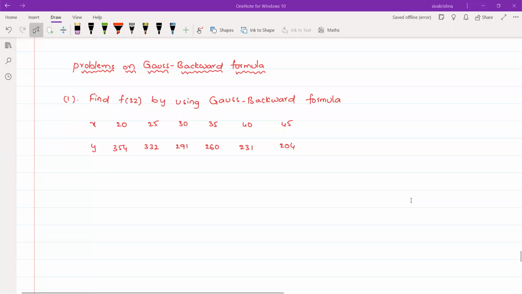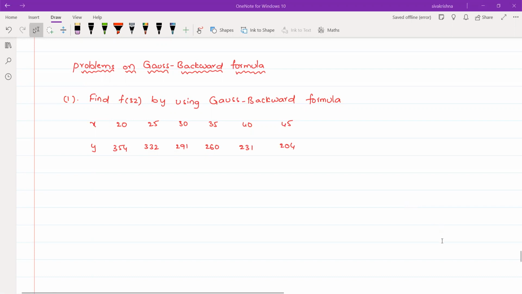Hello students, today I am going to discuss problems on Gauss backward formula. So coming to the first problem, we have to evaluate f of 32 by using Gauss forward formula for the following table. Here the x values are 20, 25, 30, 35, 40 and 45 and the corresponding y values are 354, 332, 291, 260, 231 and 204. So once again here also we have to choose x naught.